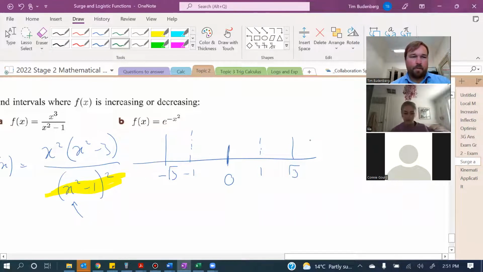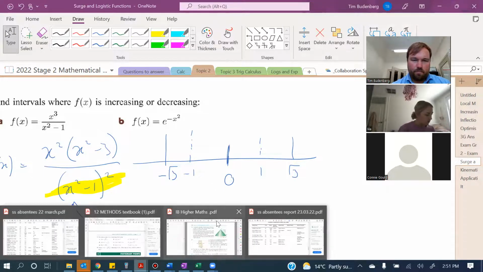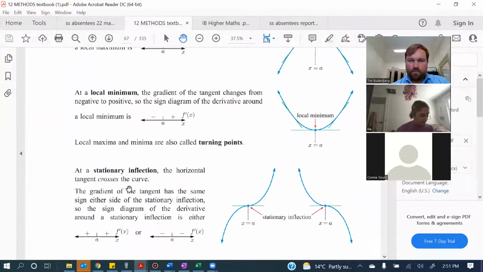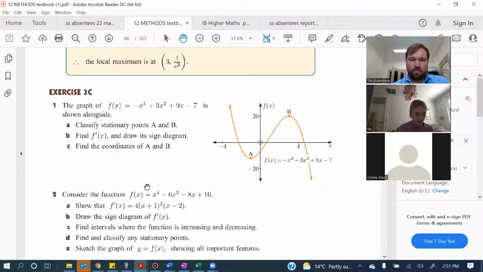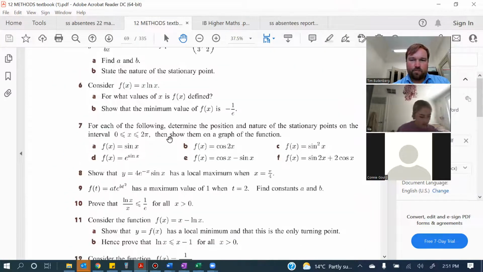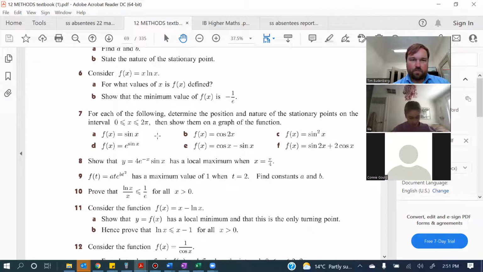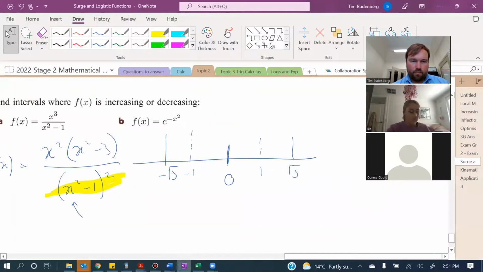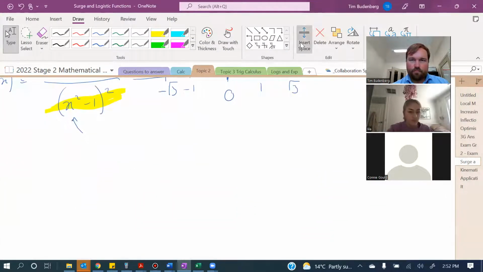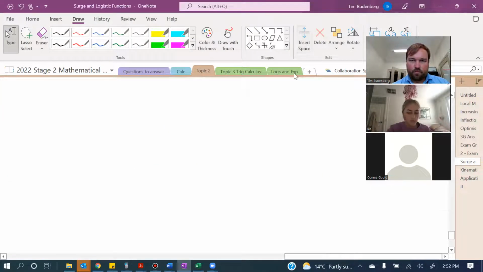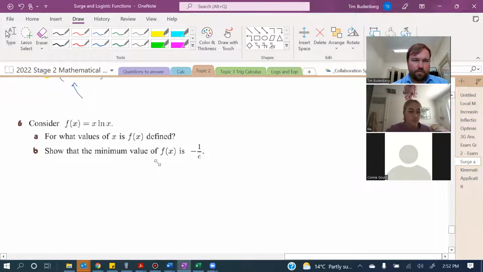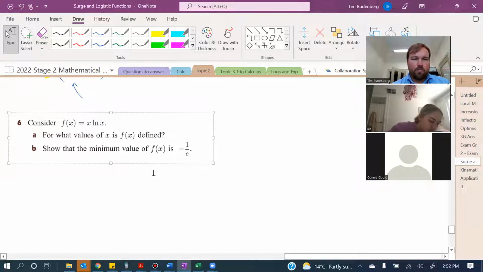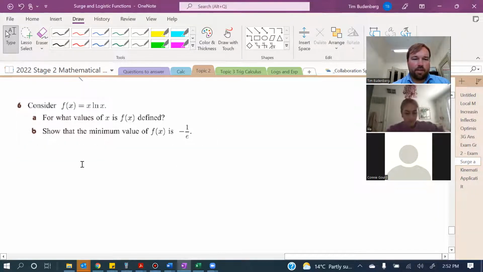The next one is from 3. Oh, is it from 3? Yeah, 3C. It was question 6, I think. Yeah, question 6. All right, question 6 is this one here. Just for B. Okay, show the minimum value.